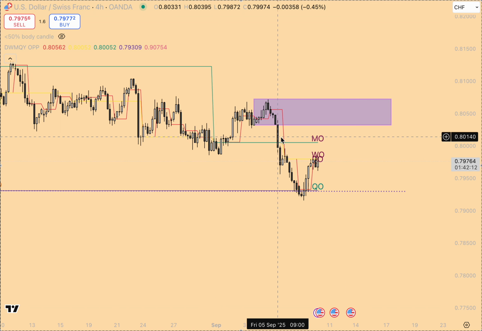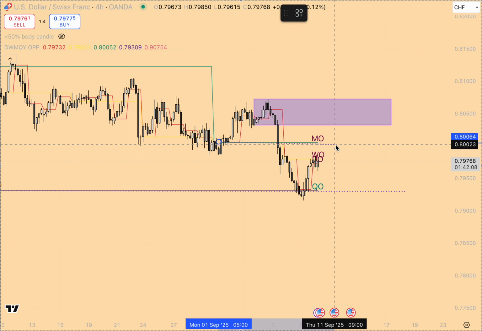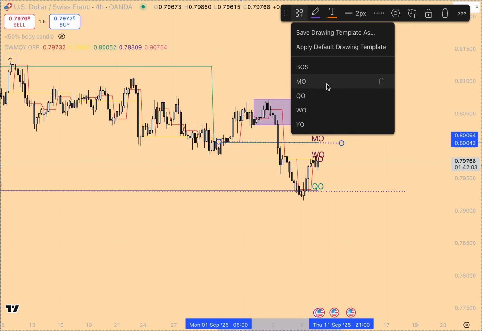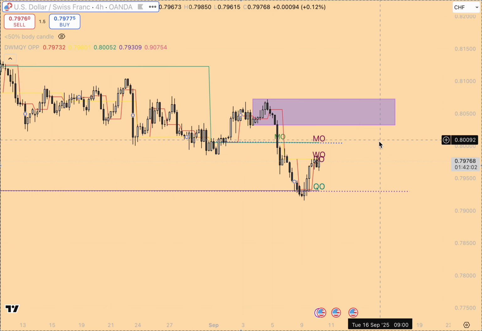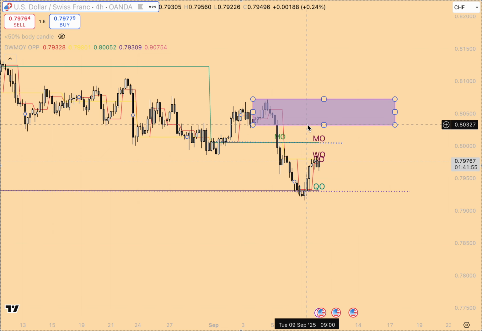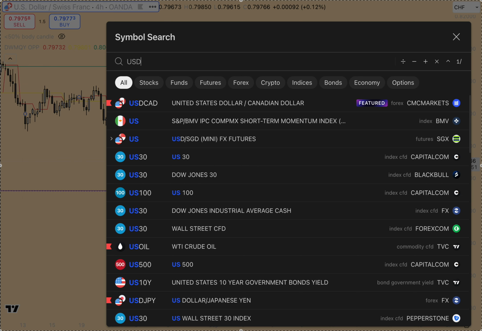Now we can come into here and then see, guys, our monthly open can act as our resistance, and then from there you can start looking for sales. So we'll have grabbed this liquidity, we'll come into here, the monthly open will now act as resistance, and then maybe we sell from there. Let's see what happens on this pair.